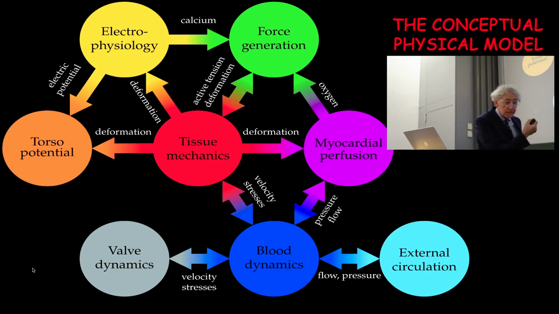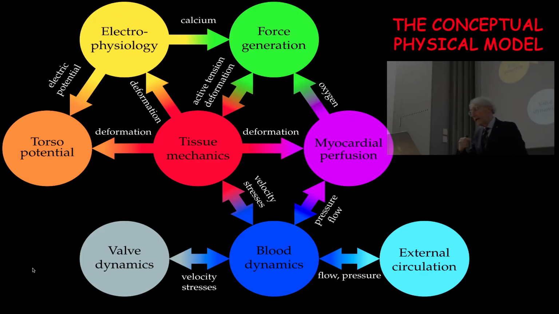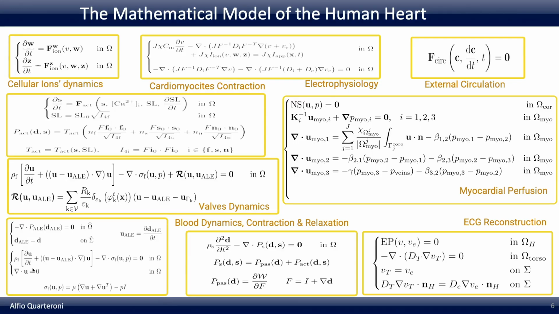And when you go through all these steps, all these physical processes, you can end up with a kind of monster system, which is a mathematical system. And this is actually the heart, seen from a mathematician, right? So, of course, I'm not going to explain those equations, but every equation represents a physical process. This is the cellular ions dynamics. This is the contraction of the cardiomyocytes. This is the electrophysiology, namely the generation of the electrical field. This is the external circulation. Those are the equations of fluid dynamics, of hemodynamics. And this is for the mechanics of the deformation of the heart, and so on and so forth. This is for the ECG, the electrocardiogram reconstruction, and this is for the myocardial perfusion.